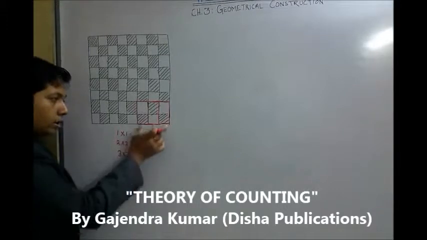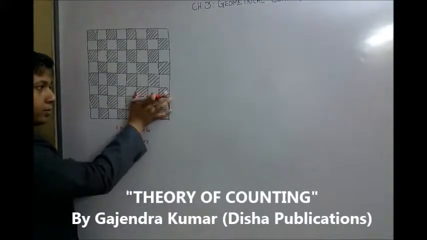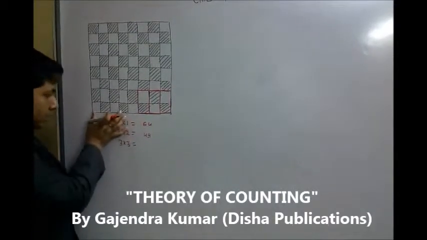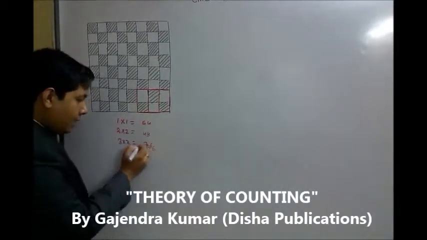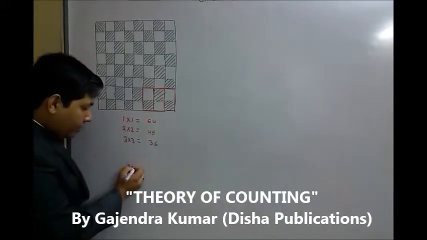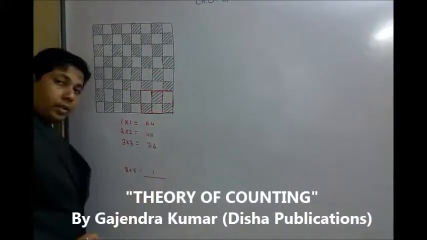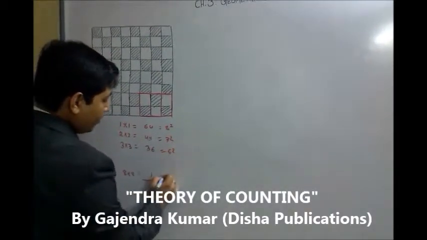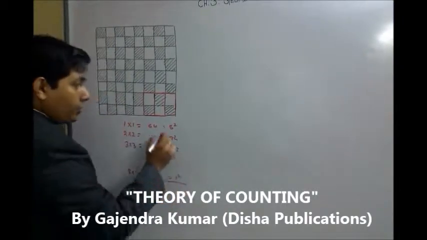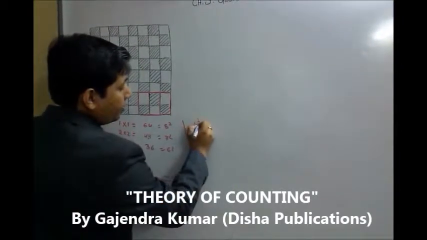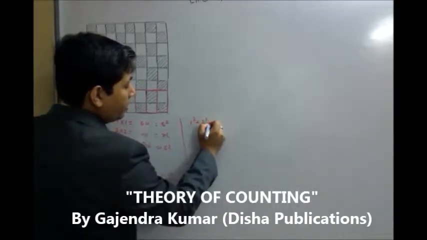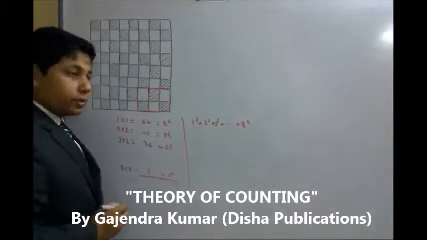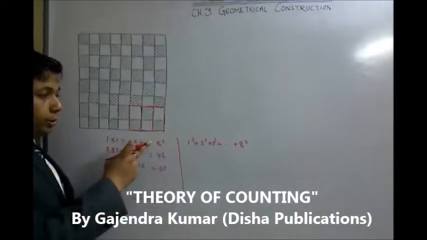Similarly, 3 into 3. How many? You can take one such big square. 3 into 3: 1, 2, 3, 4, 5, 6. So the total will be 36. And so on. Finally, 8 into 8 will have only 1 square. In general, this is equal to 8 square plus 7 square plus 6 square up to 1 square. So the total number of squares in a chessboard is given by 1 square plus 2 square plus 3 square up to 8 square.